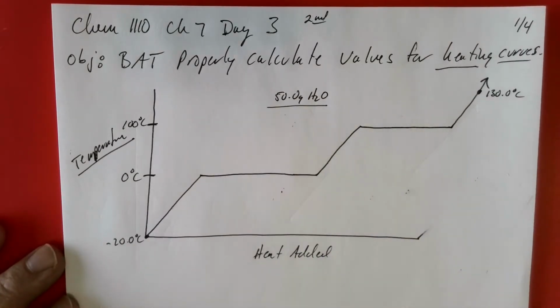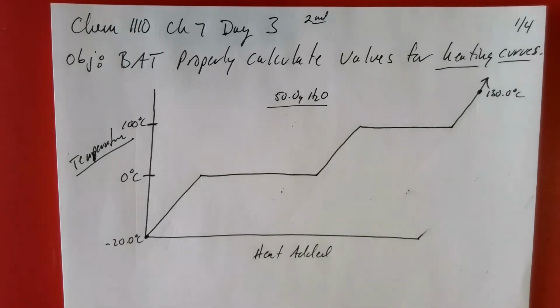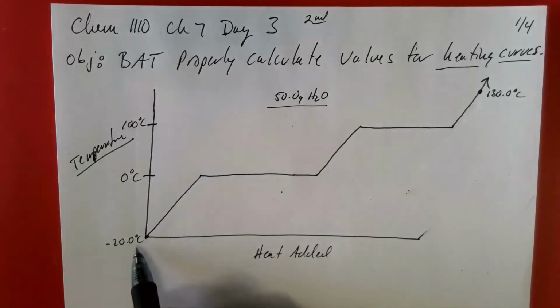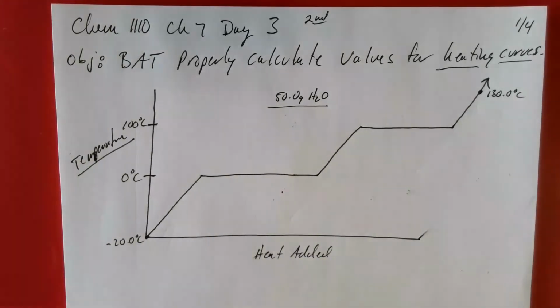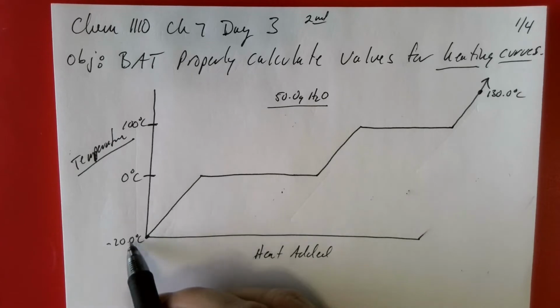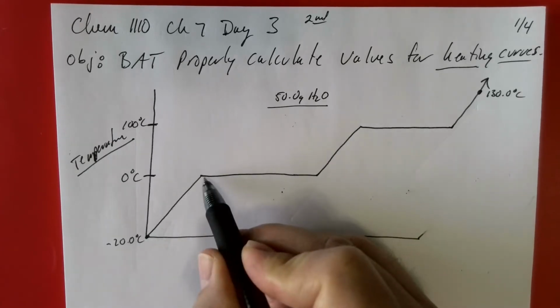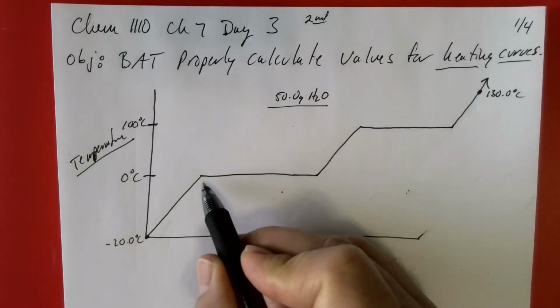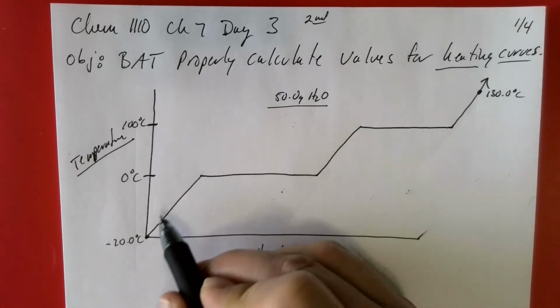Now, what's going to happen? Anytime I go to the freezer and fill my glass full of ice, that ice is at some kind of negative temperature. It has to be or it wouldn't be ice, right? So we're going to start at negative 20. We're going to take that ice from negative 20 to 0. To do that, you have to add energy. We're going to calculate that energy.